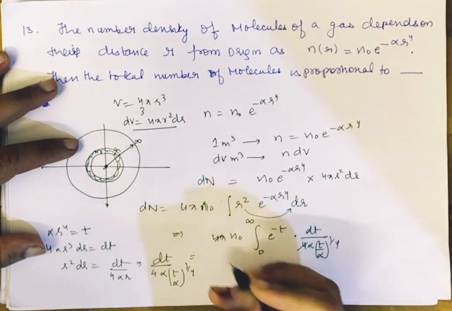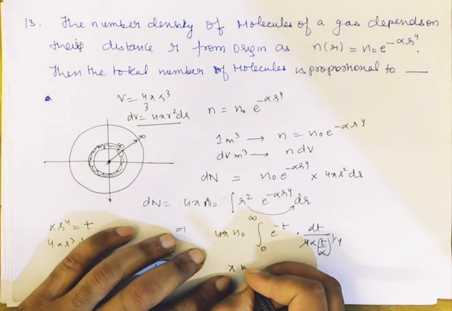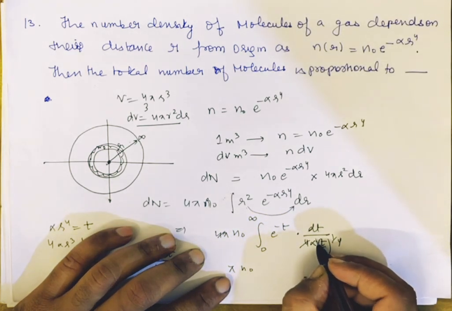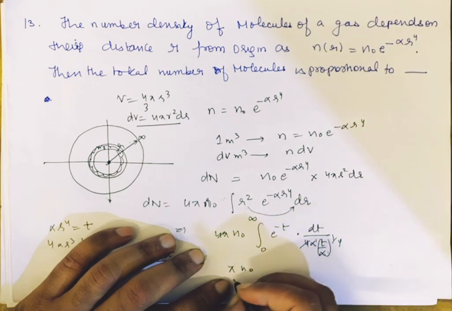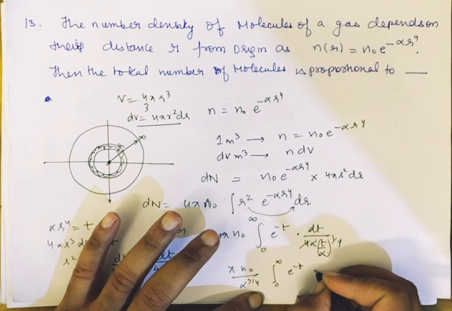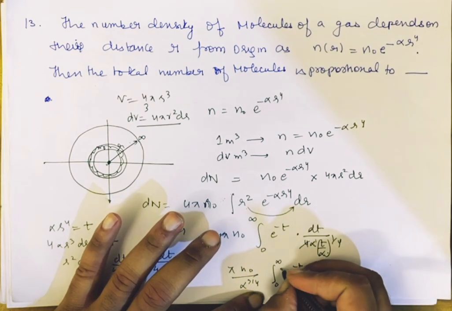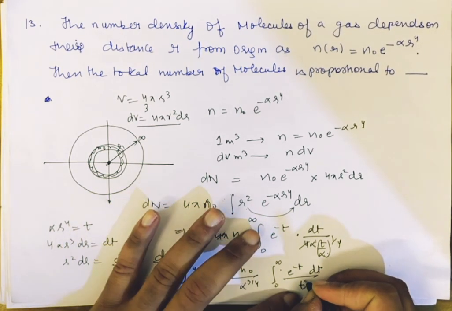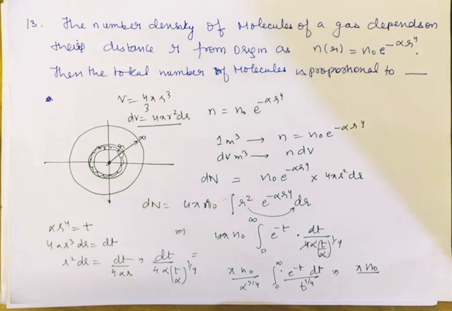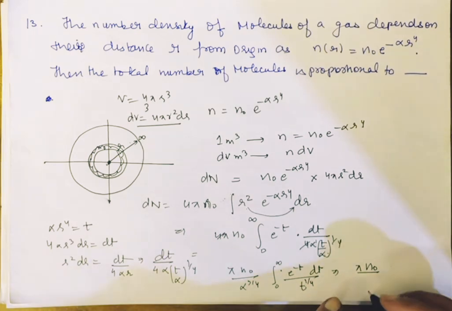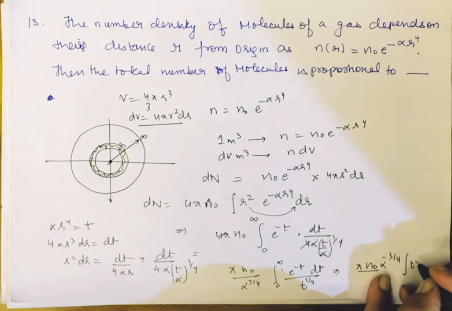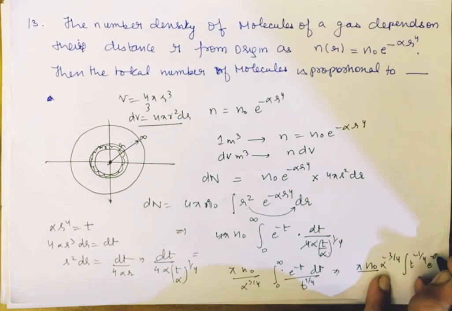Now see, 4 can be removed and we have pi n naught, and alpha you can see here. This is alpha power 1, this is alpha power 1 by 4, so this becomes alpha power 3 by 4. And left is the integral from 0 to infinity of e power minus t dt, and we also have t power 1 by 4. Further we can write pi n naught upon alpha power 3 by 4, so this becomes the integral of t power minus 1 by 4 e power minus t dt.